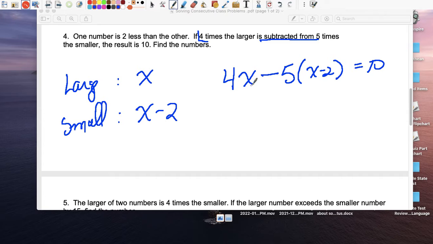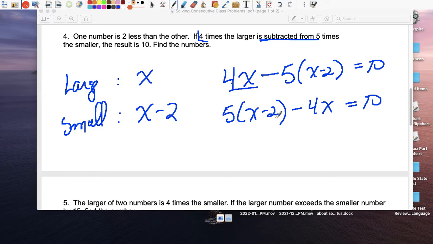So again, 4 times the larger, 4 times x, subtracted from 5 times the smaller one, which is represented by x minus 2, therefore the parentheses, equals 10. One little thing we have to do: subtracted from is a turnaround, so 5 times x minus 2 comes to the front, and then the 4x is going to be second.